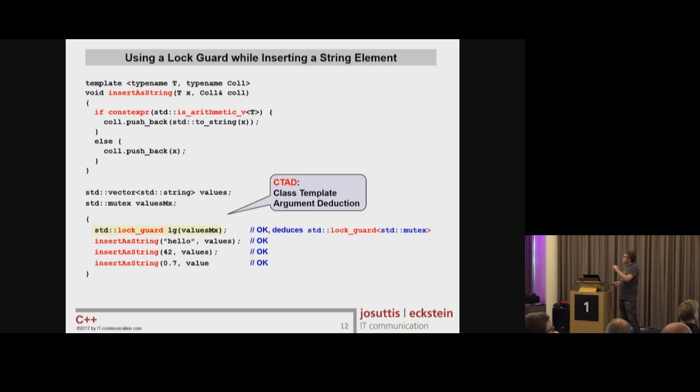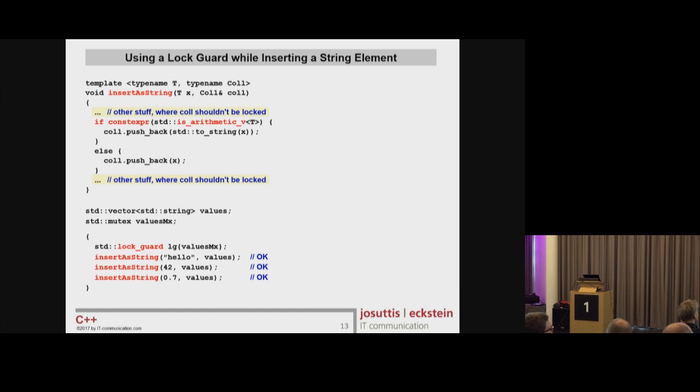OK, however, it might be that we have other things to do in insert a string. So the piece of code you see in insert a string is only some piece of code, and we might do something in front, then we might do something behind inserting the element. And then it's not the best strategy to use a mutex that locks the vector for the whole time. So let's lock the mutex inside the function.